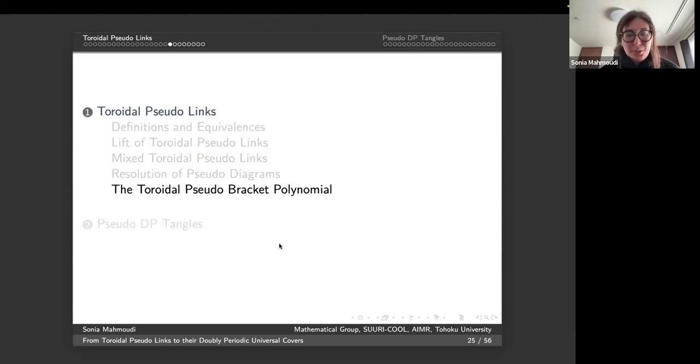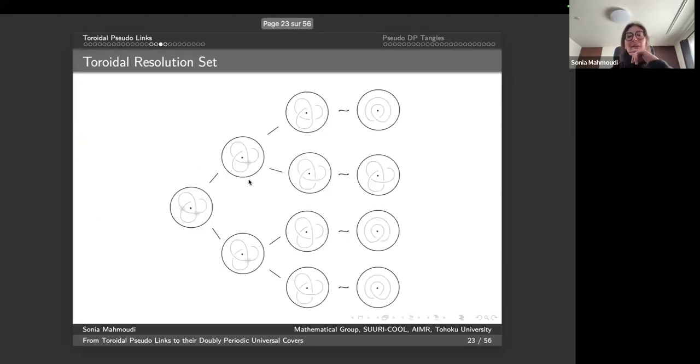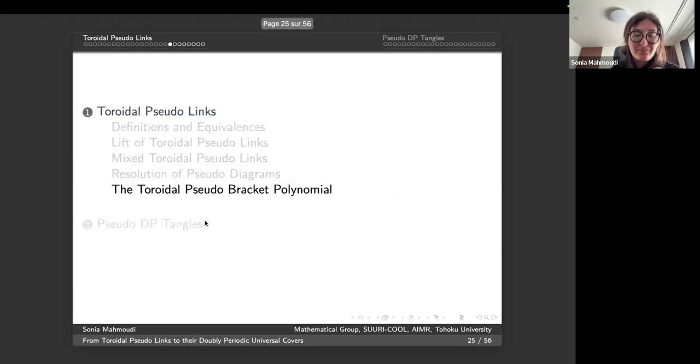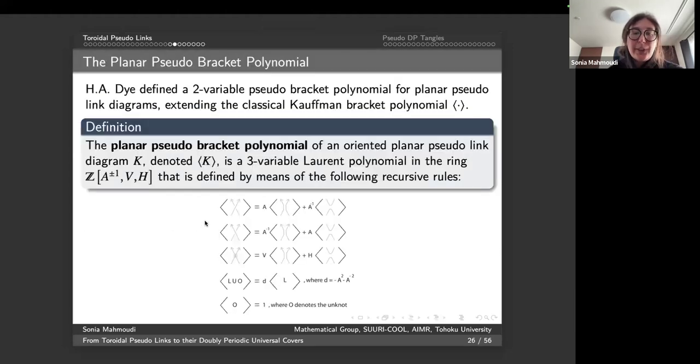And of course, as promised, a small discussion about the bracket polynomials that can be defined. One way, as we have said before, is to take the bracket polynomials of these two classical link diagrams, number 1 and number 2. This set of two polynomials will form an invariant of this toroidal pseudo link. But there is another way, which is to define the bracket polynomial directly on the pseudo diagram, which is what we are interested in here. So let's talk a bit about the bracket polynomial.